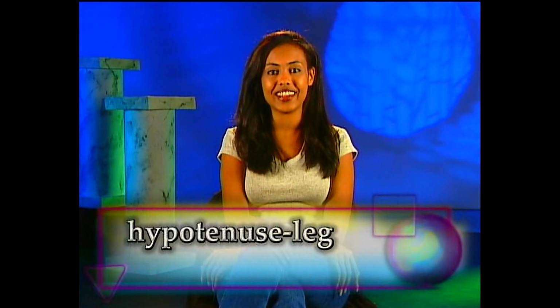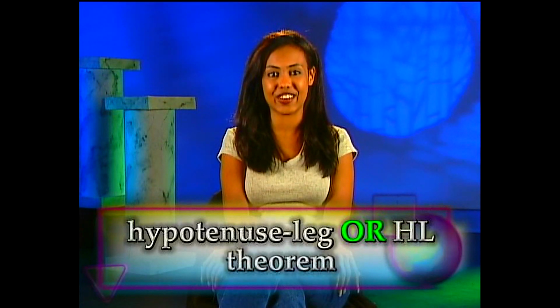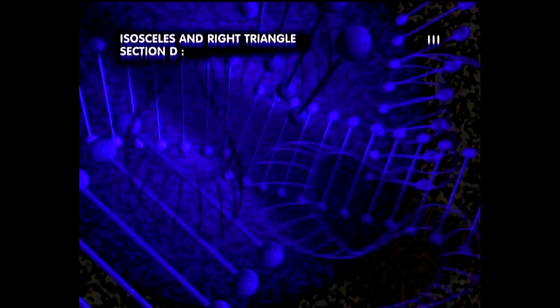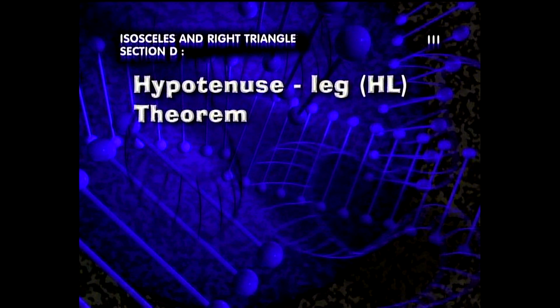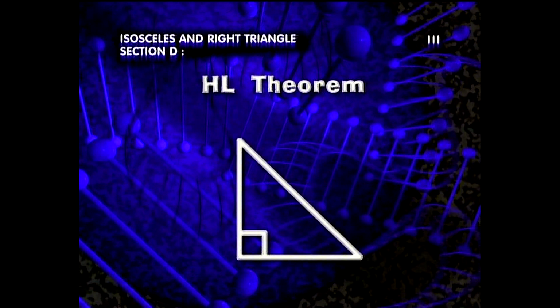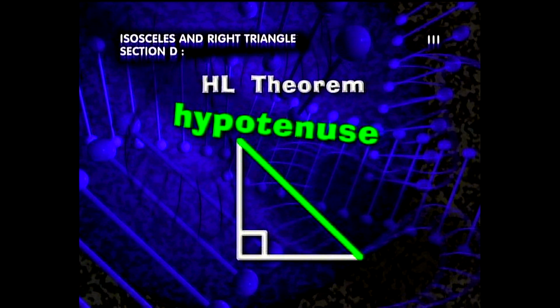For right triangles, there's a special theorem we can use to prove them congruent. It's called the hypotenuse leg, or HL theorem. Take a look. To describe the hypotenuse leg theorem, we need to review a couple of terms related to right triangles. First, the two sides which form the right angle are called the legs. The side opposite a right angle and the longest side of a right triangle is called the hypotenuse.